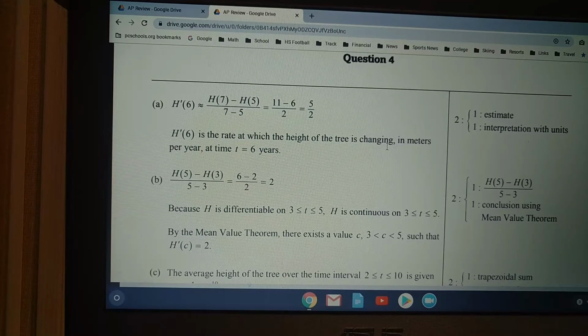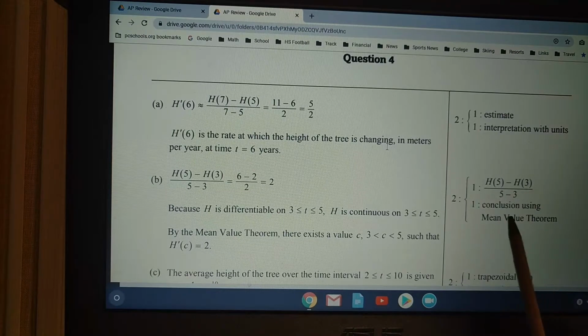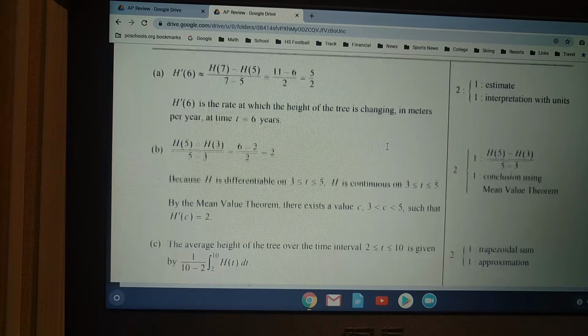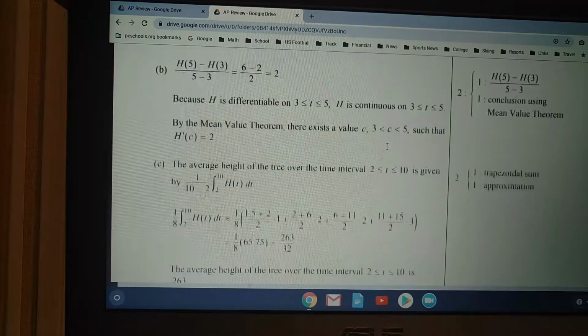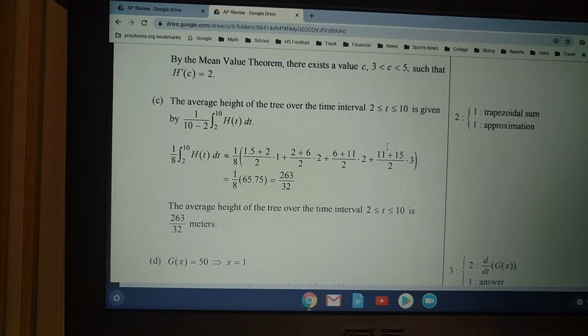Once again, requires that you have your reference. You reference the mean value theorem. You list the conditions, the continuous and differentiable. Part C. Okay, part C asks us to approximate the total growth.